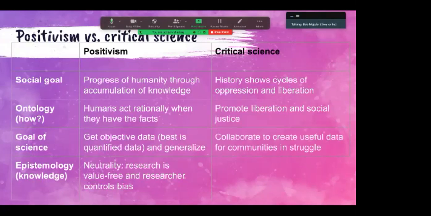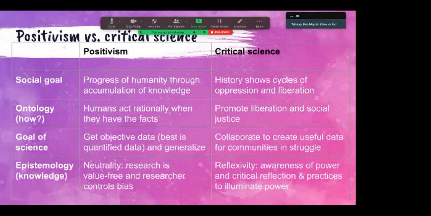The goal of science itself should be to collaborate to create useful data for communities in struggle. So this is connected up to that social goal. We need to analyze oppression, and the data shouldn't just be for data's sake or for some theory somewhere connected to the ivory tower. The data or whatever science we do should be useful. Science takes a lot of resources. Let's have it be useful for these social justice struggles, and let's ground it in creating a world that is connected to social justice and the questions of social justice.